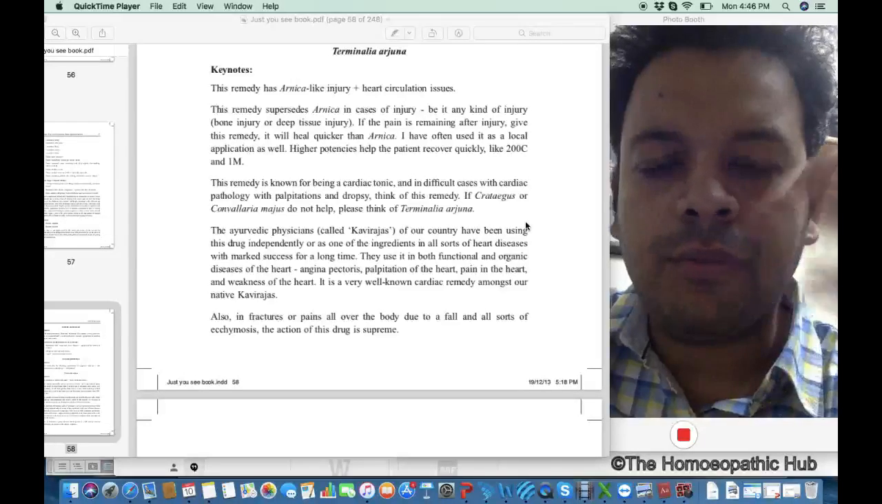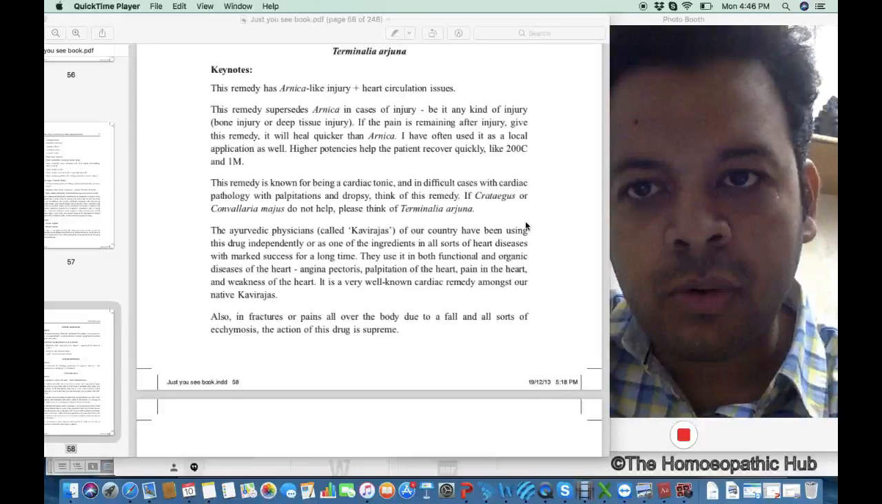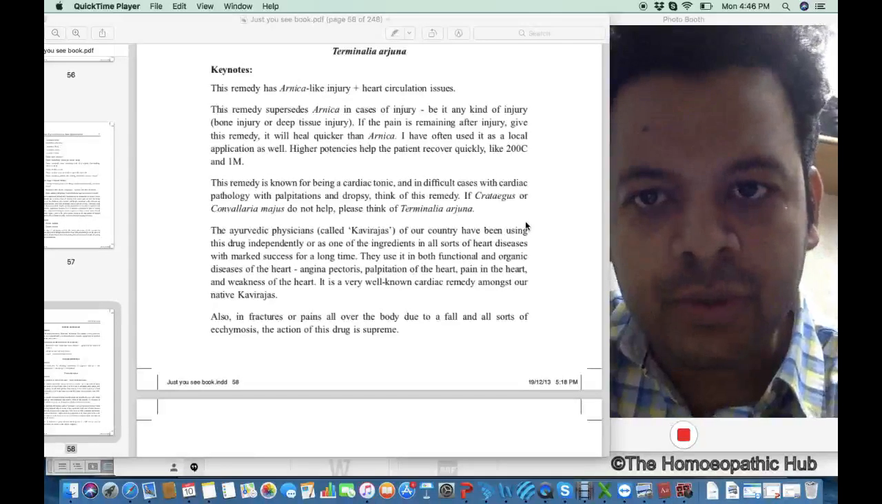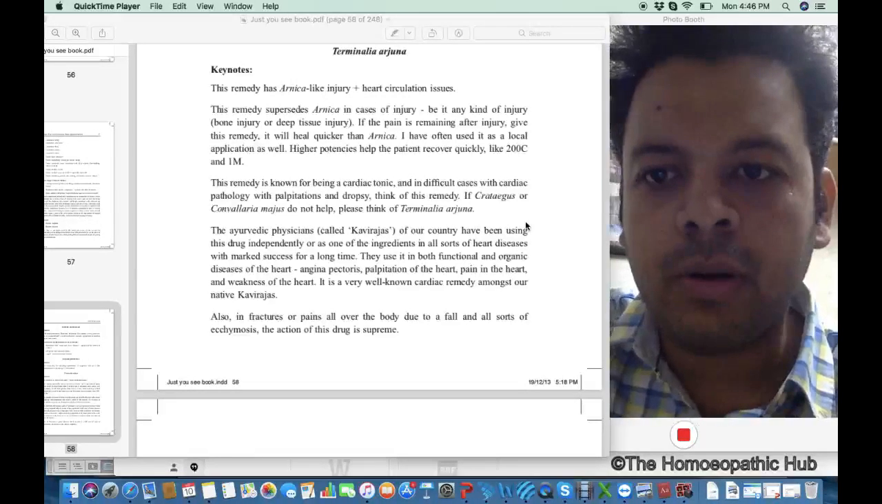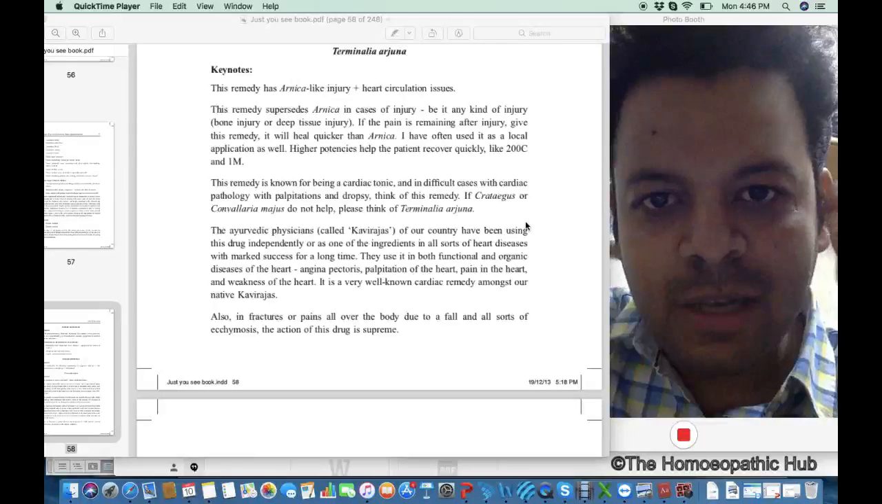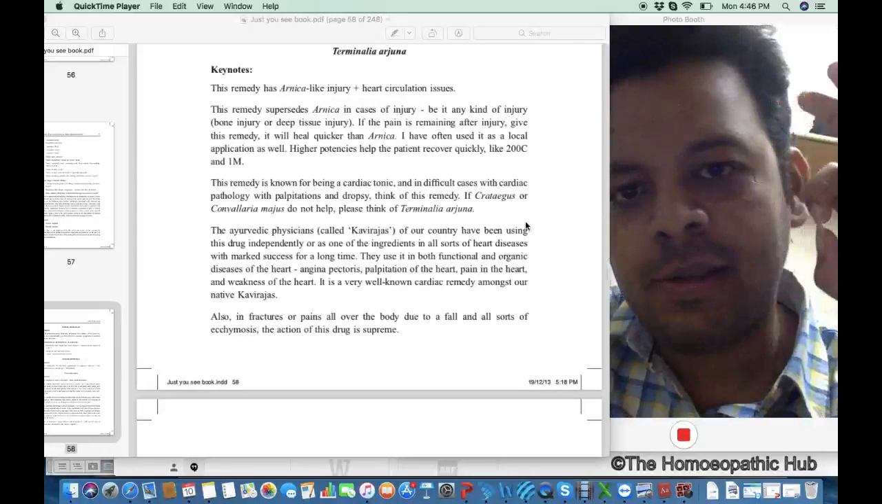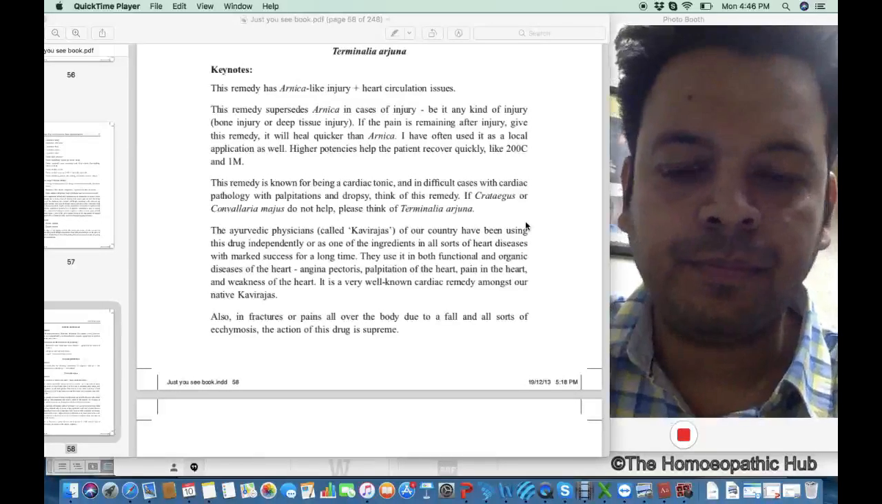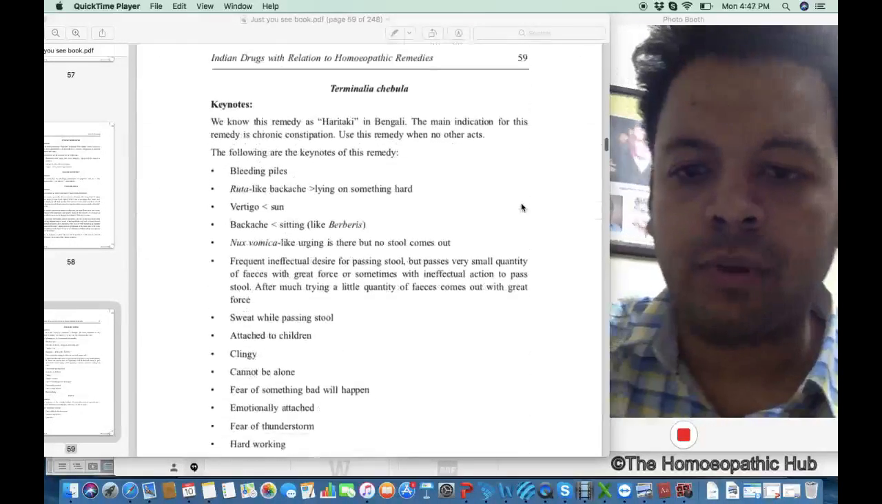So, Terminalia Arjuna is a very well known remedy like Arnica. It's called a little bit like Indian Arnica. Any kind of injury, it's a top remedy to be thought about. But I want to specifically speak about the cardiac case. It's often a cardiac tonic like Crataegus, like Convallaria. So we can use this more often for that.